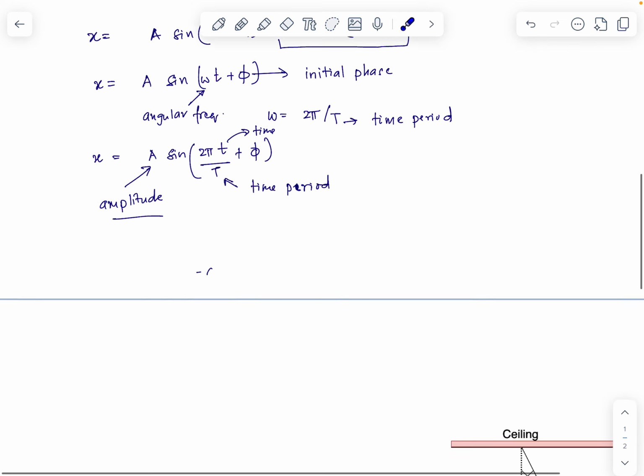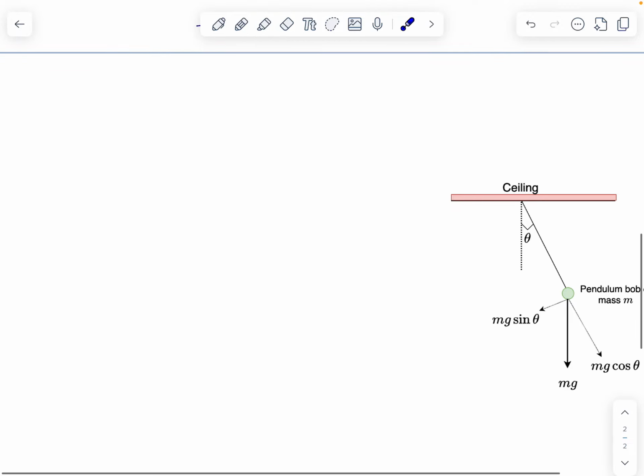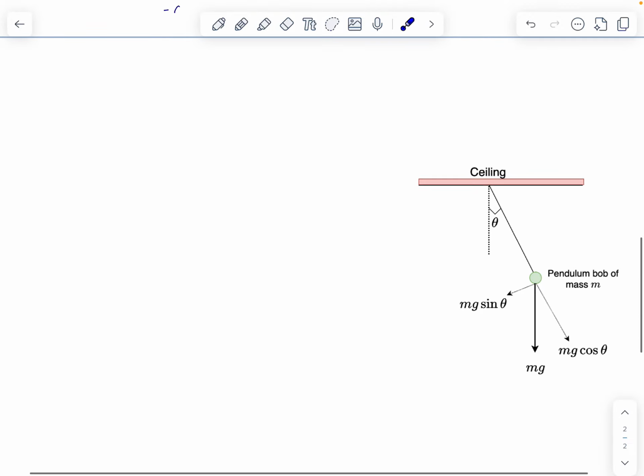So let's do the same for a pendulum system. If there is a pendulum hanging from a ceiling, and the current position of the pendulum is such that the string makes an angle of theta with respect to the vertical, and let us say the length of the pendulum string is capital L.